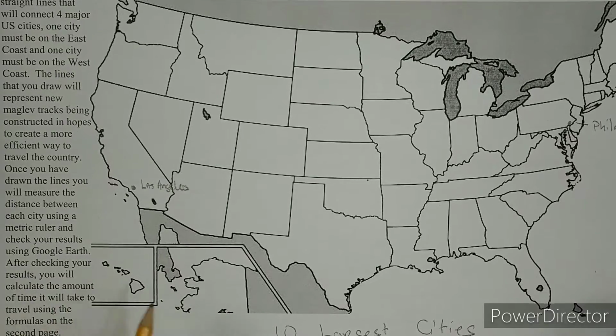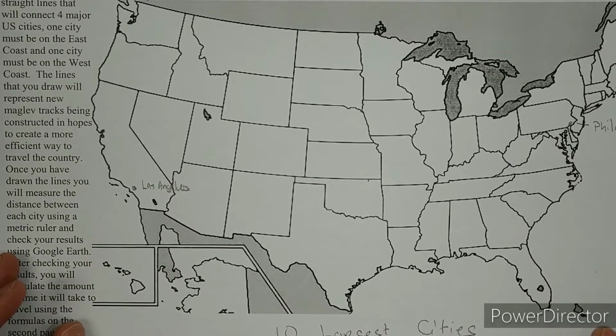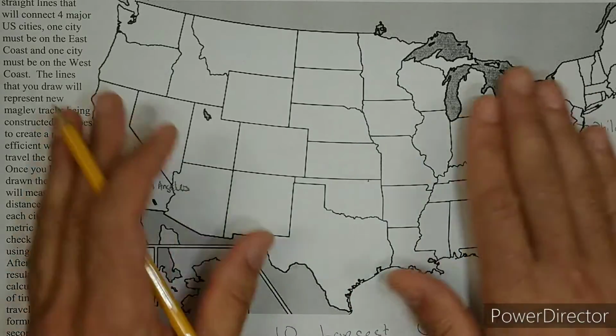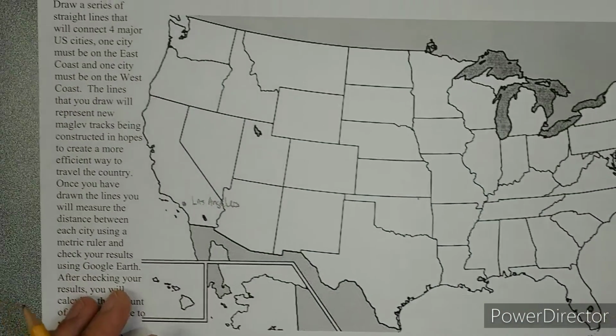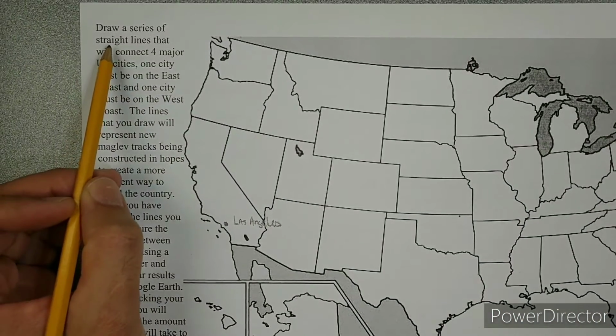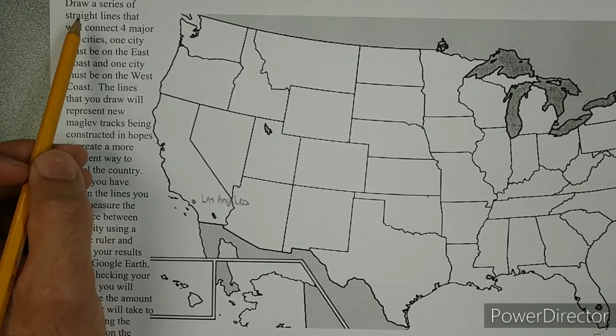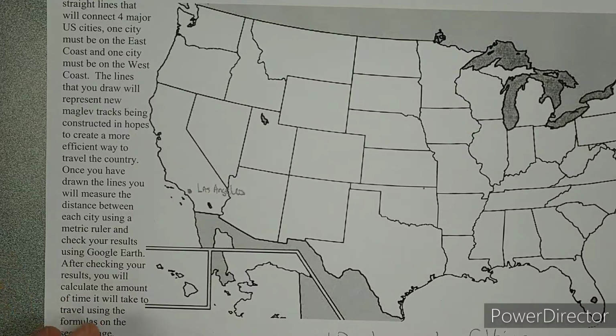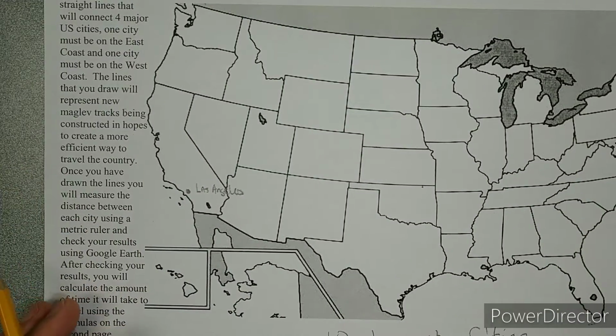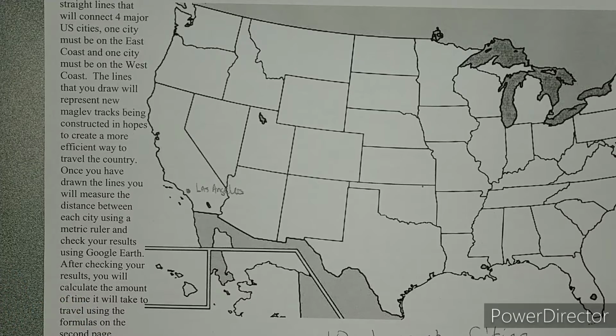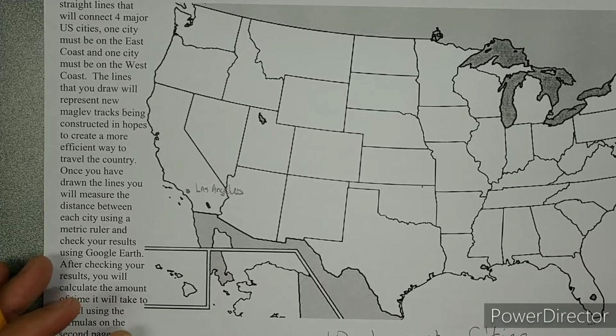All right, so the 10 largest cities by population in the United States. Pretend that I have all 10 of my cities labeled. What we're going to do next is connect 4 of those cities together. Why are we doing that? Well, we're creating a MagLev system network in the United States, and I want you to choose the best cities to connect.